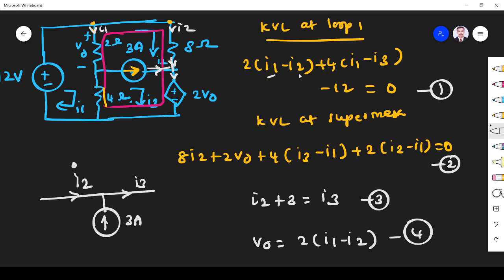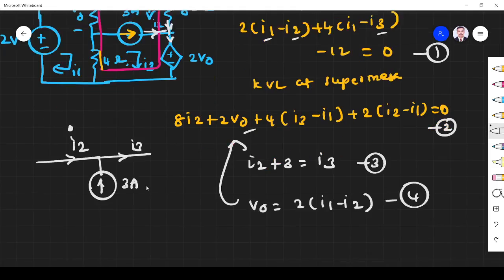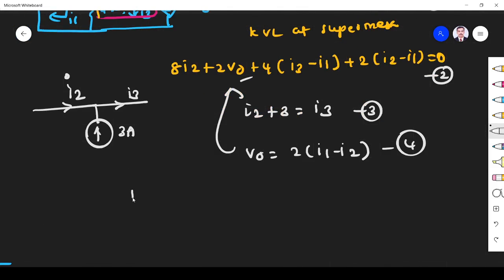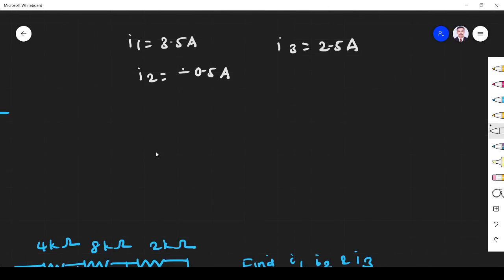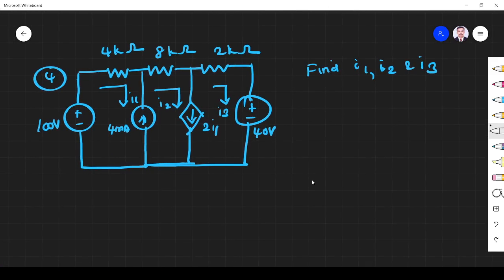So we have 4 variables: I1, I2, I3 and V0. So 4 variables, 4 equations. Substitute V0 here. Then it will become 3 variables, 3 equations. Apply Cramer's rule and find I1 is 3.5 ampere, I2 is minus 0.5 ampere, I3 is 2.5 ampere. Right? Simple problem. And the last problem is 4 ohm.